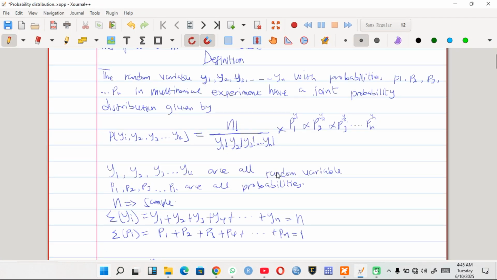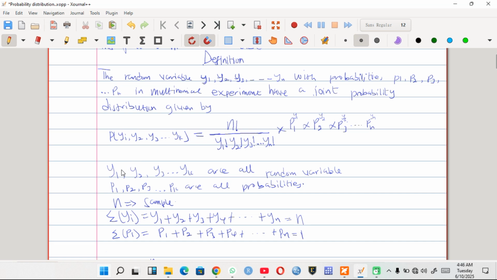For the PMF, the PMF for the multinomial distribution is equal to n factorial divided by y1 factorial times y2 factorial times y3 factorial up to yk factorial, times p1 raised to the power y1 times p2 raised to the power y2 times p3 raised to the power y3 times p4 raised to the power y4 up to pk raised to the power yk, right? So let's explain the parameters that we see in this PMF.